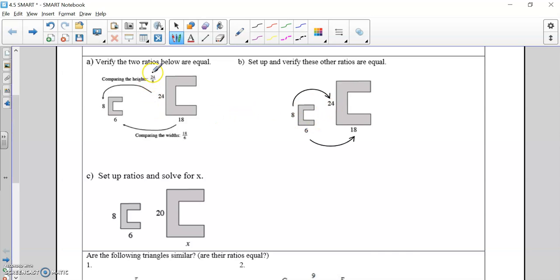So here, they already made the ratios for us, right? We have 24 over 8, and they also gave us 18 over 6. So when we actually do that division, 24 divided by 8, we get 3. And when we do 18 divided by 6, we also get 3. So what we just did was we verified that the ratios are indeed equal, okay?